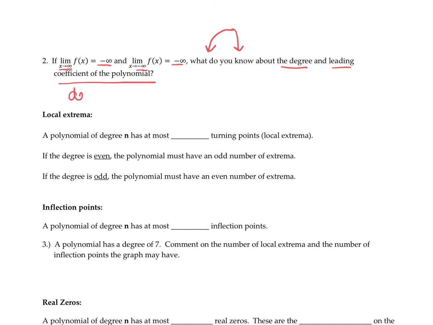So I imagine that my degree would be even because my ends are going the same direction. And my leading coefficient, since my graph is pointing down, would be negative.